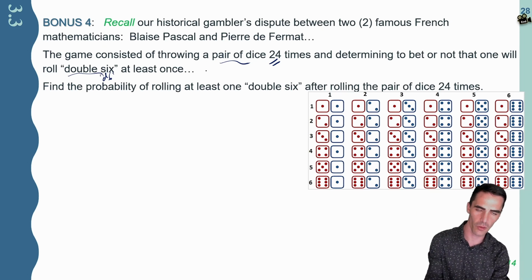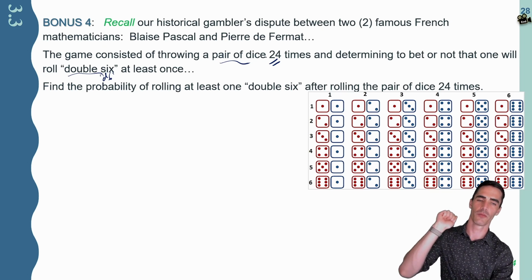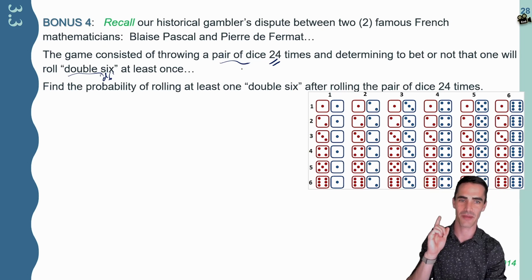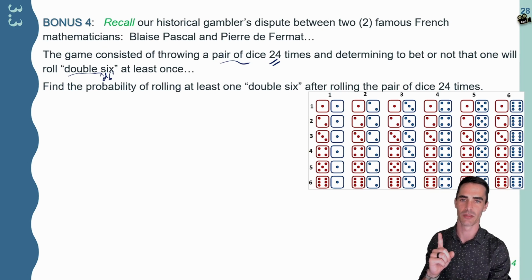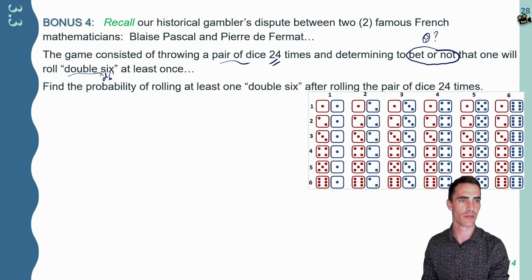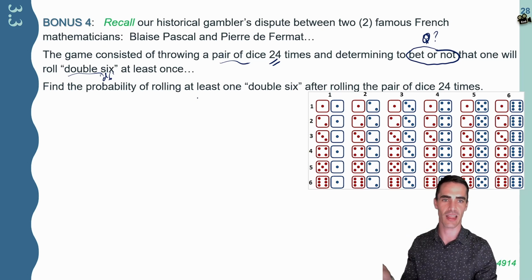So you got 2 dice, I'm rolling them 24 times. And the question is, am I going to get at least 1 double six? Or better yet, should we better not? That is the big question we're trying to answer. So let's see if we can find the probability, right? What's the likelihood this will occur? And that'll inform our decision.